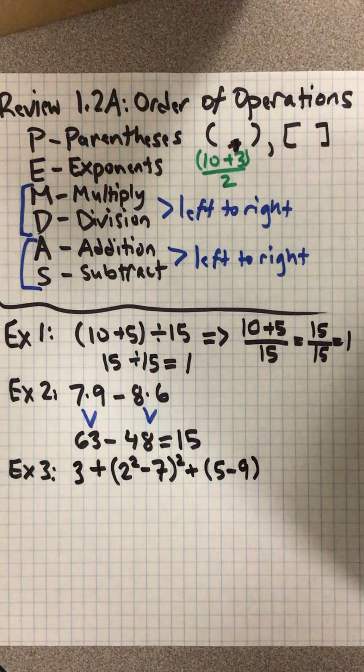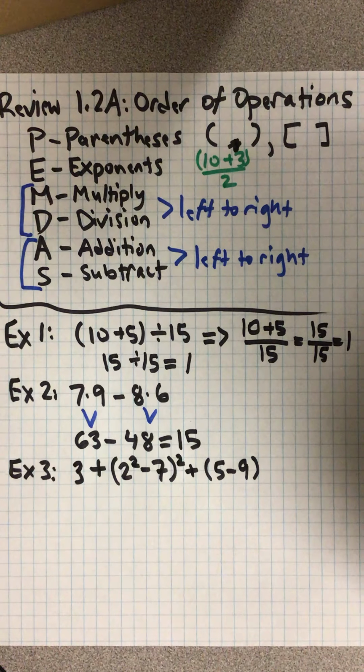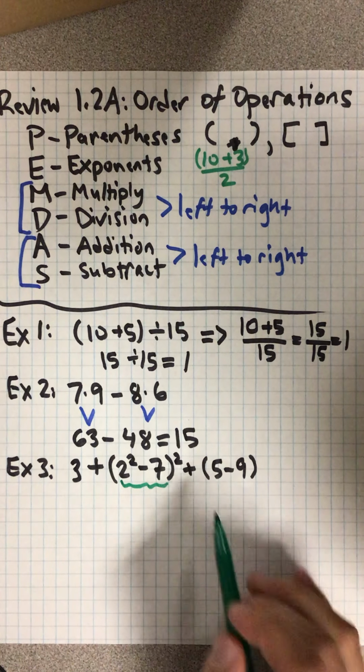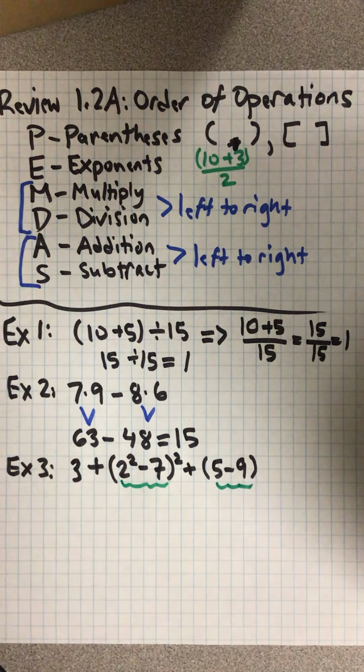Now, I can understand why you might initially be overwhelmed by this, but we just have to go one step at a time. And our first step is evaluating our parentheses. So we need to evaluate what is going on inside our parentheses. So we're going to start with this stuff right here, and also this stuff right here in separate lines. So in our first parenthesis, we have 2 squared minus 7.